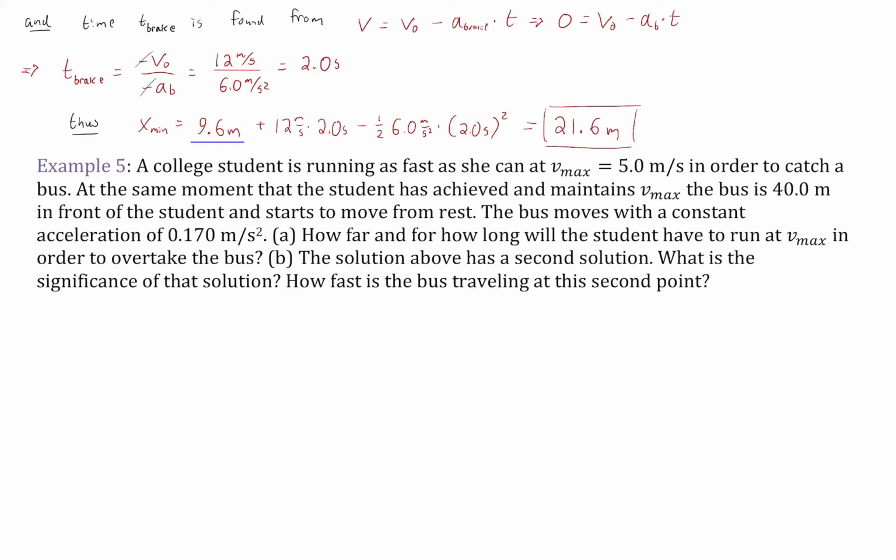At the same moment that the student has achieved and maintains that running velocity, the bus is 40 meters in front of her. Okay? So that's when we're starting our clock. That's when we start paying attention to the system. It's like we just noticed, whoa, wow, she's running after that bus. The bus is in front of her, a pretty significant distance, but we can see she's gaining on it because the bus, at that moment that it's 40 meters in front of her, starts to move from rest.